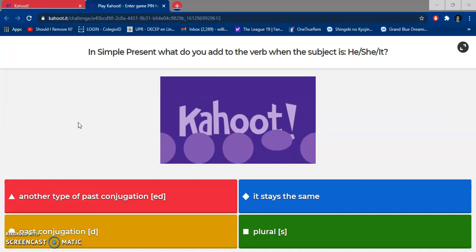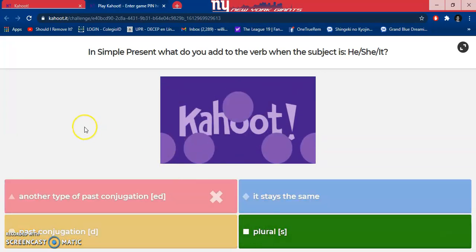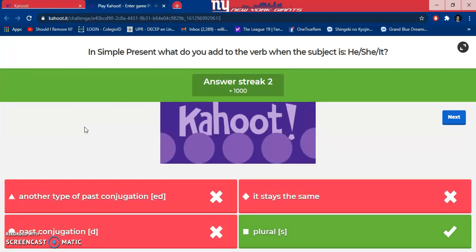The second question asked you about what do you add to the verb when the subject is he, she, or it. So remember, I said that in simple present, en oraciones de presente simple, when the subject is he, she, it, cuando el sujeto es he, she, it, tercera persona singular, third person singular, what do we add to the verb? Is it another type of past conjugation? Does it stay the same? Past conjugation, o si le añadimos plural, ese. The correct answer here, la contestación correcta es plural. So, when the subject de la oración es he, she, it, tercera persona singular, conjugamos el verbo con su forma plural. Moving on to the next one.